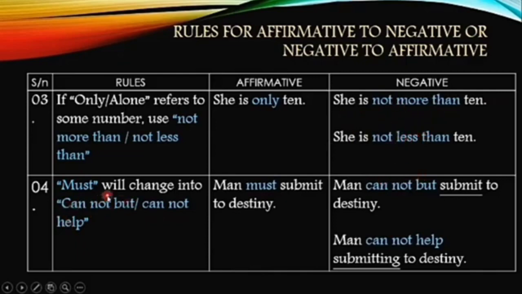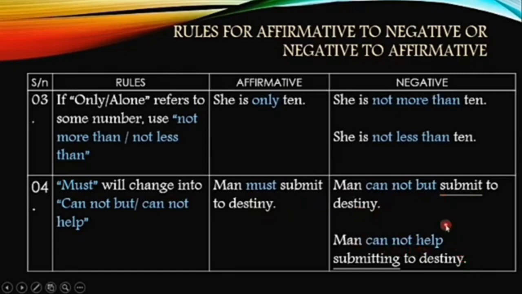Number 4 deals with the term must. Must is a word which delivers obligatory facts, or it tells us that there is no denial of the fact. And when we have the word must, we have to use cannot but or cannot help to change it into negative. For example, man must submit to destiny. Man cannot but submit to destiny, or man cannot help submitting to destiny.